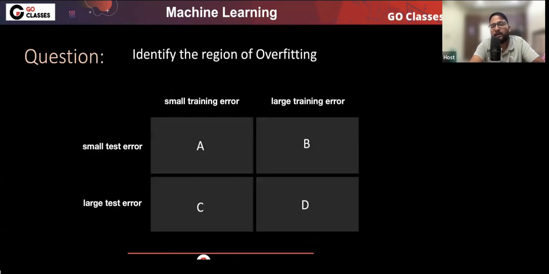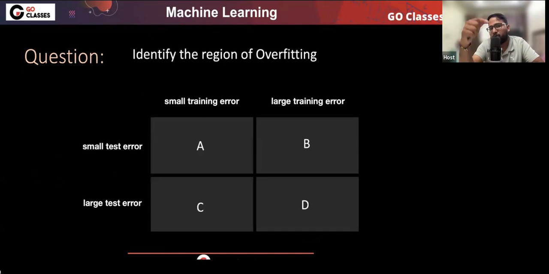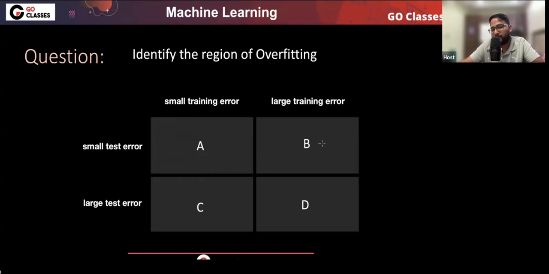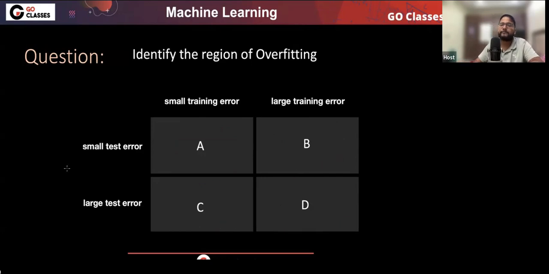See here, tell me why. Before I come to that question, first tell me which area is the overfitting area? A, B, C, D. You have four options. This area is where your model has a small training error and a small test error. Here, a small test error but large training error. In this area, large test error and small training error. This is both large. Which area do you think could be the overfitting area?